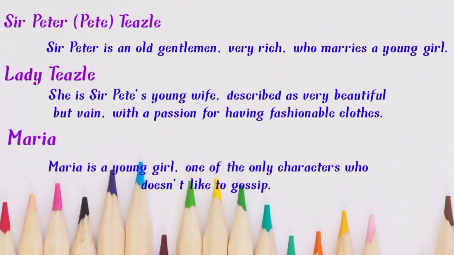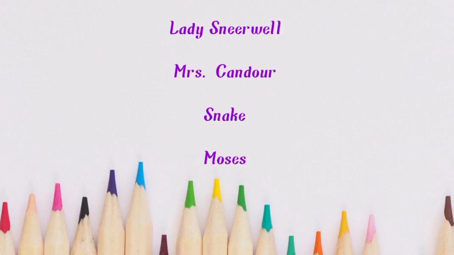Next one, Maria. Maria is a young girl, one of the only characters who doesn't like to gossip. Next one, Lady Sneerwell. Lady Sneerwell is a widow, a wealthy woman who likes Charles and who is willing to do anything to break up Charles and Maria. Then Mrs. Candour, one of Lady Sneerwell's friends who also likes to spread rumors. Next one is Snake. He is Lady Sneerwell's servant who helps her by spreading her rumors. Then Moses. He is one of Charles' moneylenders who helps Sir Oliver get in touch with his nephew.